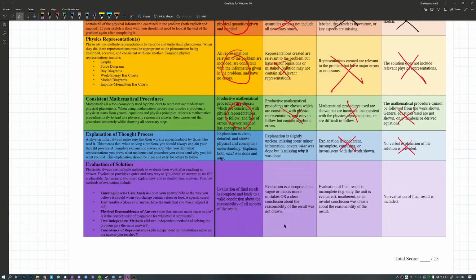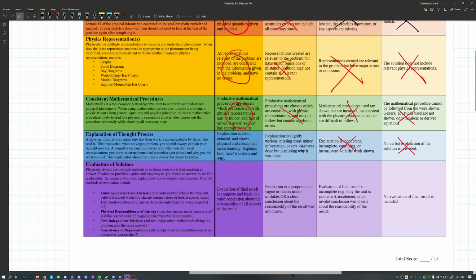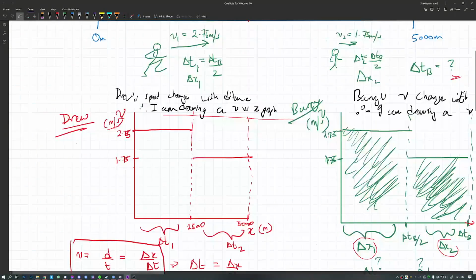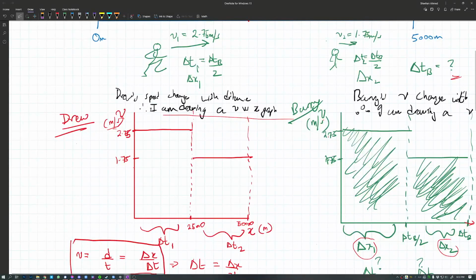Explanation is slightly unclear, missing some minor information. Covers what was done, but not why it was done. Did we do what? Yeah, I said I'm drawing a v versus x graph. That's the what. And why did I do it? Because speed changes with distance, right? So I need distance and speed. So I think I did the what part. The yellow is the what part. The green is the why part.